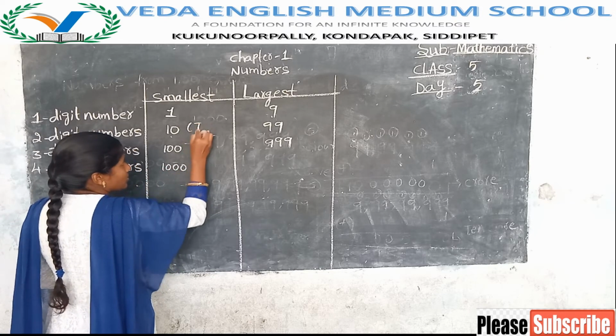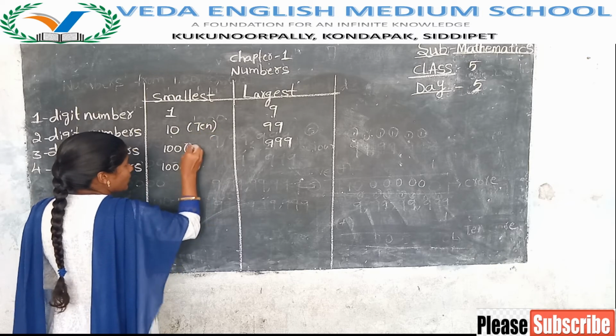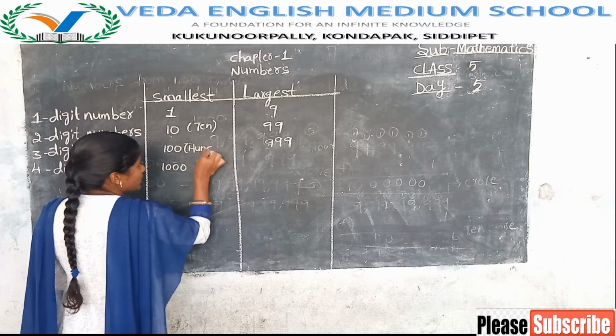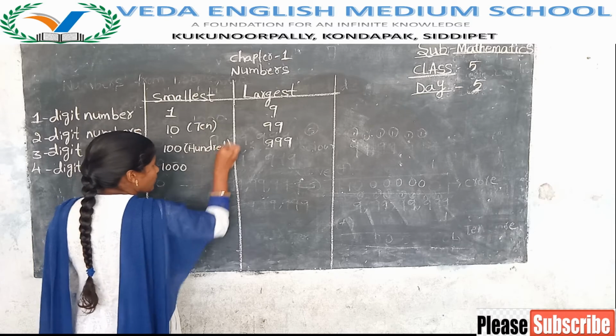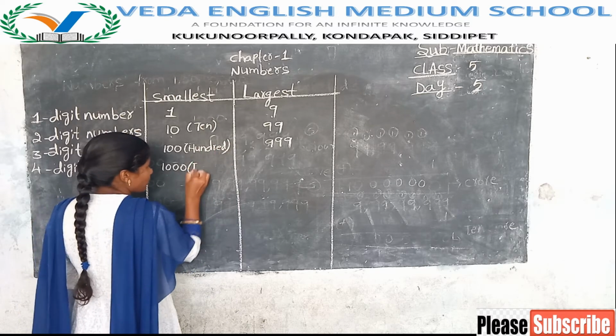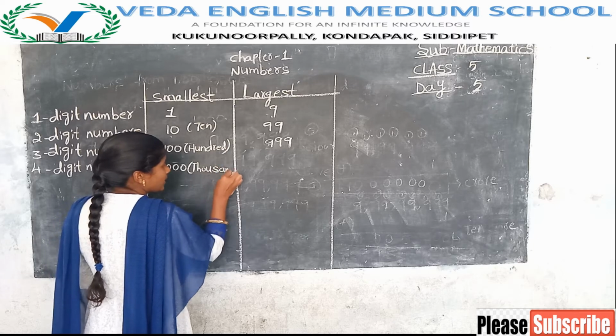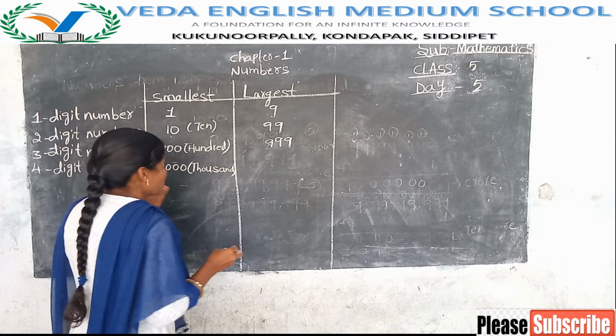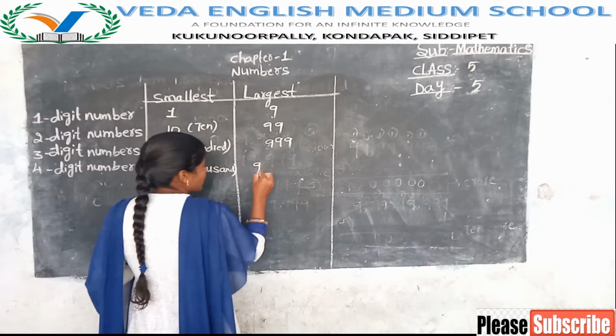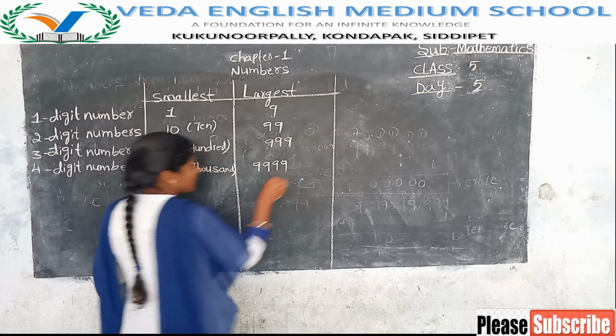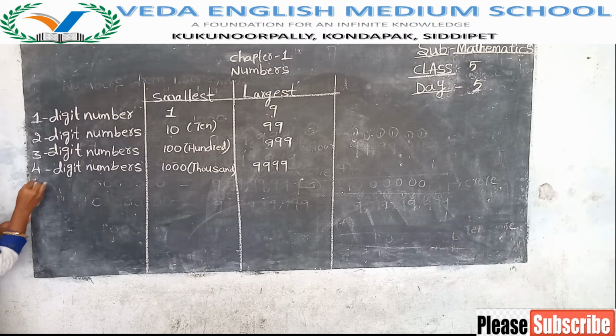It is 10, 100, HUNDRED. 100. 1000. The spelling of 1000 is THOUSAND. 1000. Then the largest number is 9999. Next, 5 digit number.